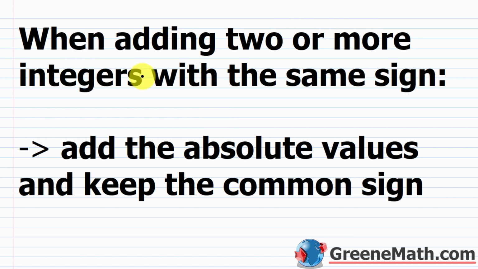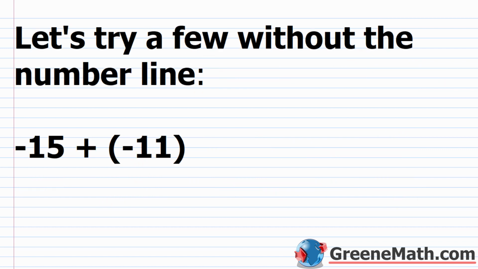When adding 2 or more integers with the same sign, you add the absolute values and keep the common sign. So very, very simple. Let's try a few without the number line. We have negative 15 plus negative 11. Again, this is negative and this is negative. So just put a negative and then just pretend these two numbers are positive.